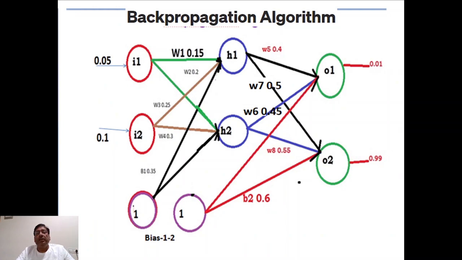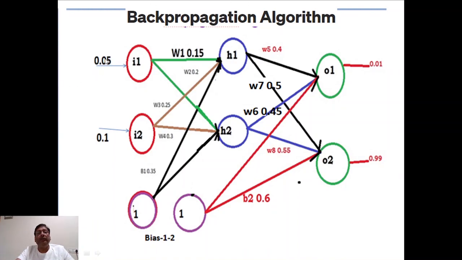So let's consider an example. This is the ANN we are going to take, with two input nodes, two hidden nodes, and two nodes in the output, called O1 and O2, along with bias 1 and bias 2. Initially, the weights are considered as W1 as 0.15, W2 as 0.2, W3 as 0.25, W4 as 0.3, and so on. Similarly W5, W6, W7, W8, along with bias 1 and bias 2.